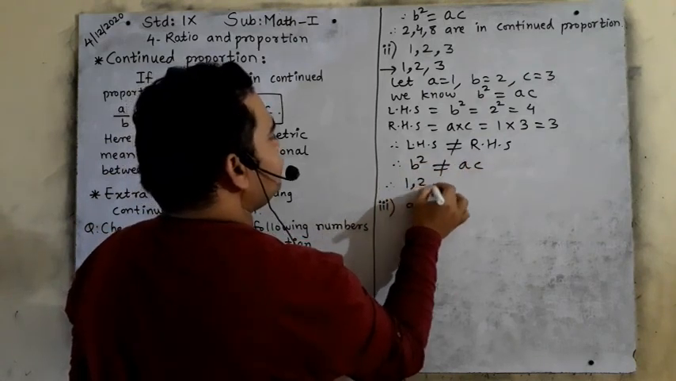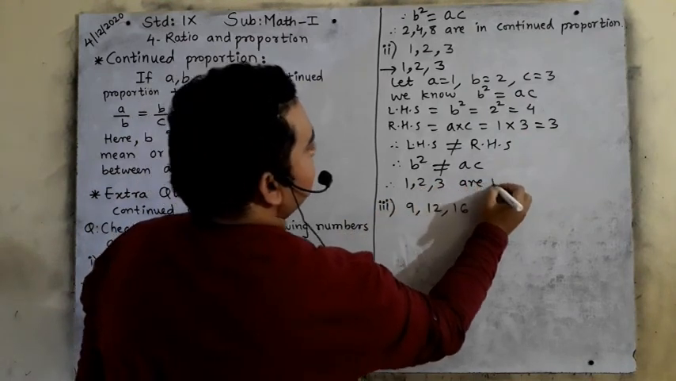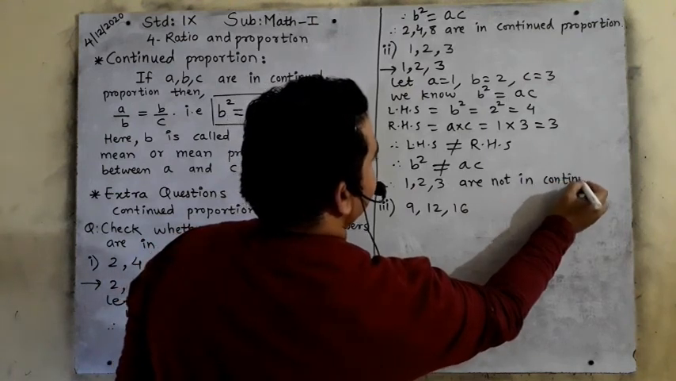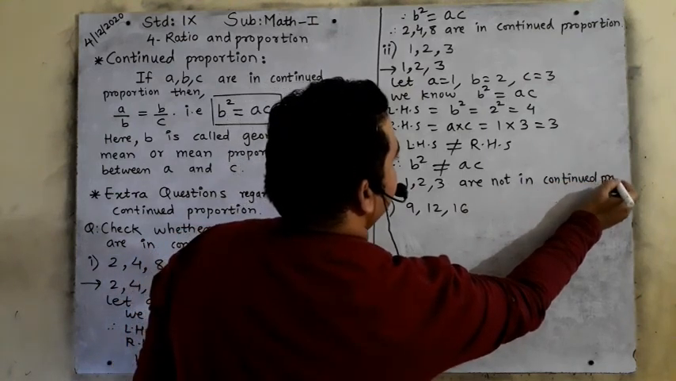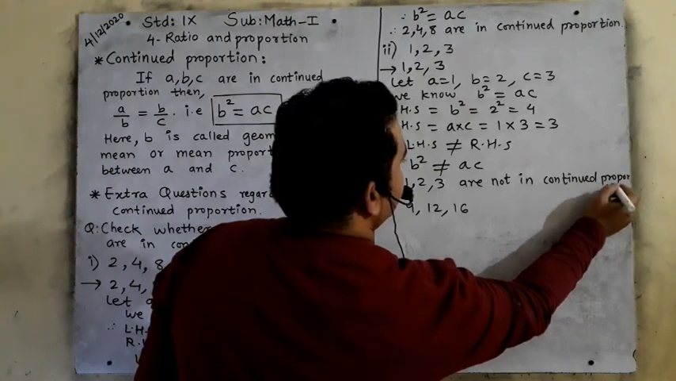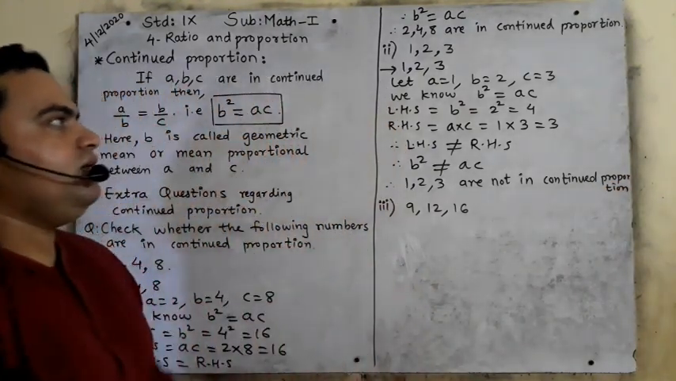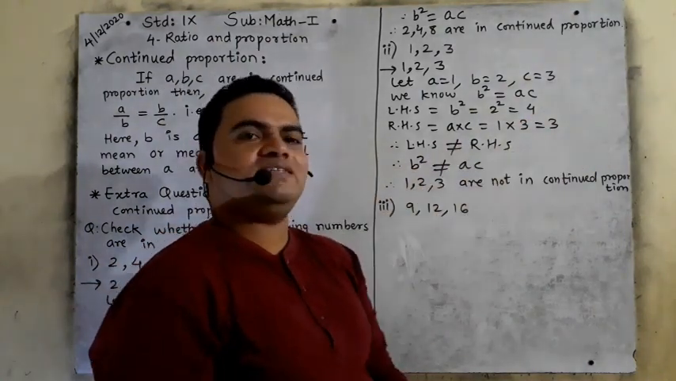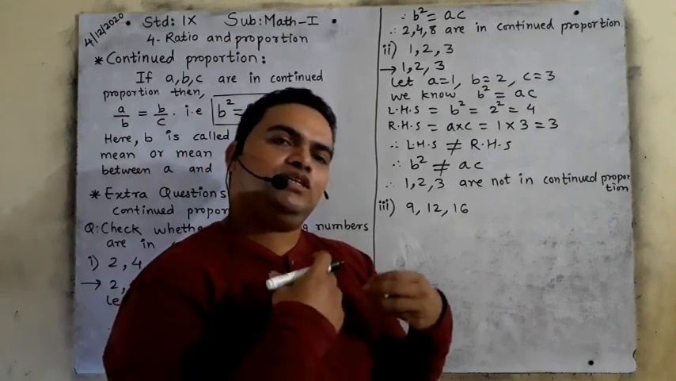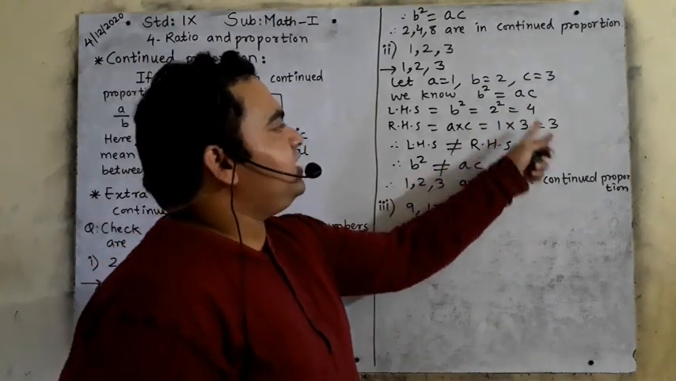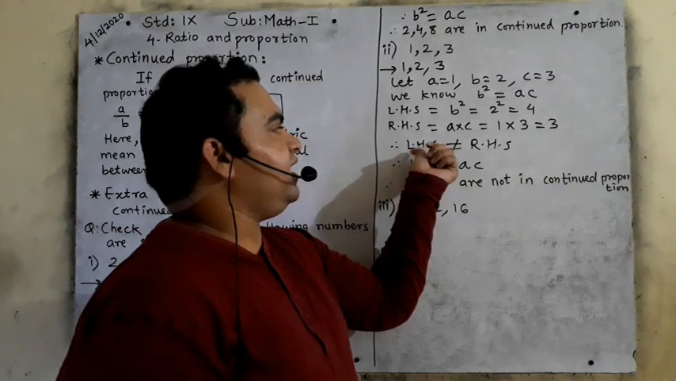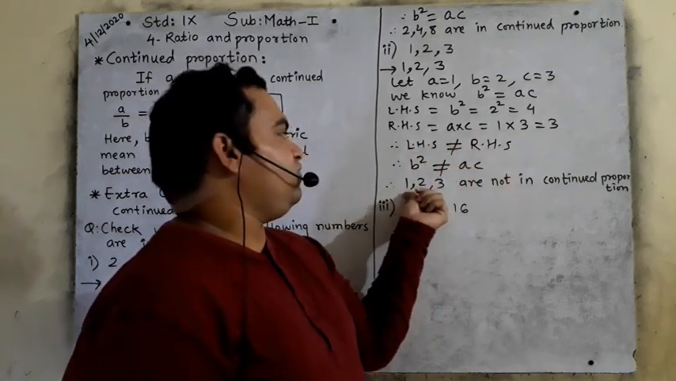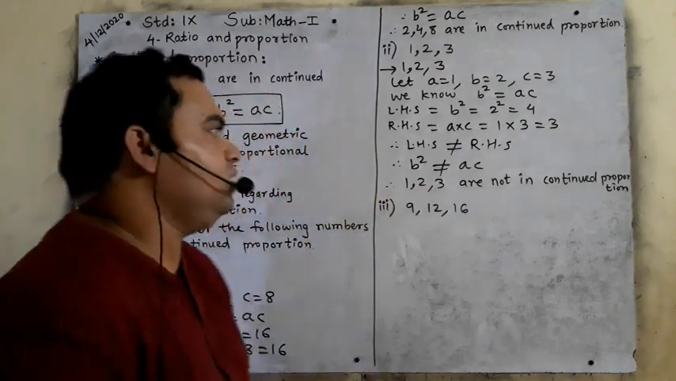Therefore 1, 2, 3 are not in continued proportion. I hope you understood here. B square value should equal A multiplied by C. Then we will say the given numbers are in continued proportion. If both the answers are different, then we will say LHS does not equal RHS, B square does not equal AC. Therefore 1, 2, 3 are not in continued proportion.